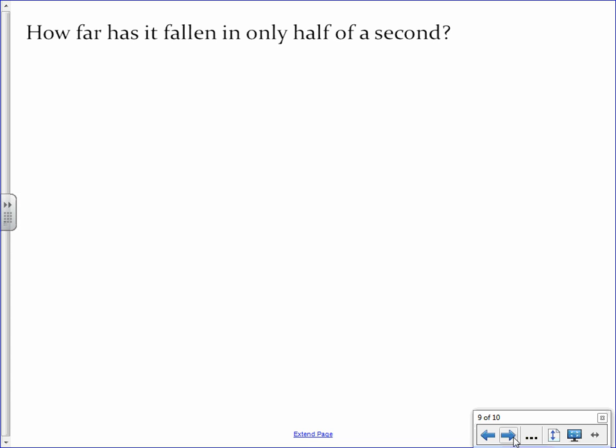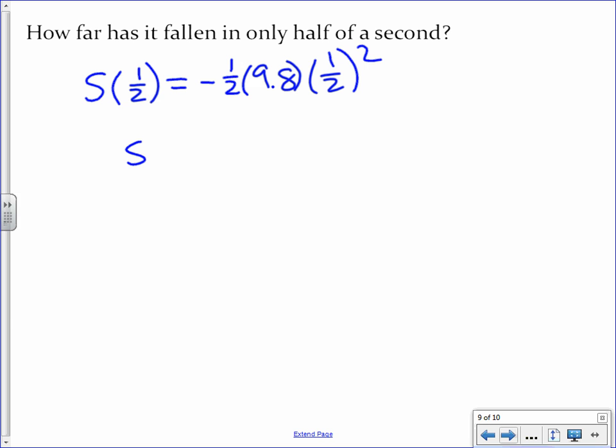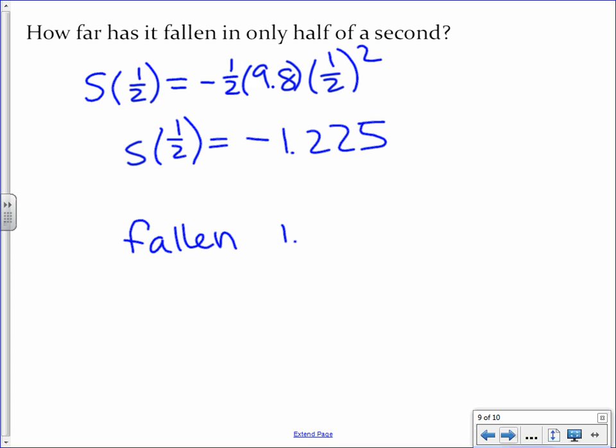Okay, so what do we got to do here? Looking for t in position. So let's plug in a half for t. Our position was negative 1/2 times 9.8 t squared. So what is our position? 1.225. Okay, so our book has fallen 1.225 meters.